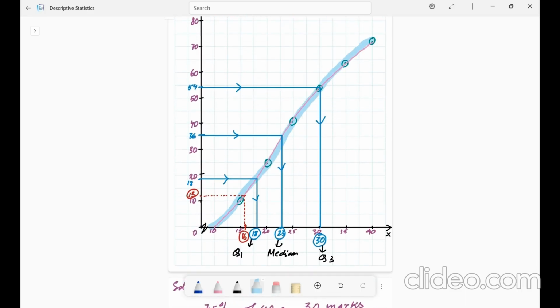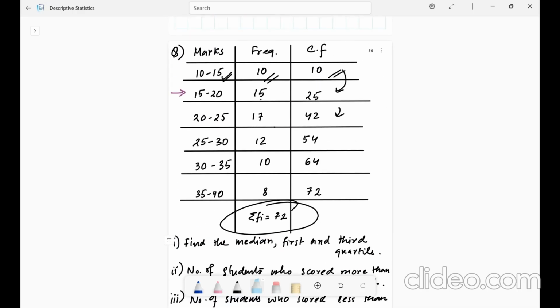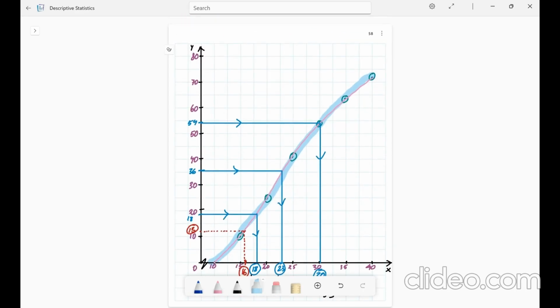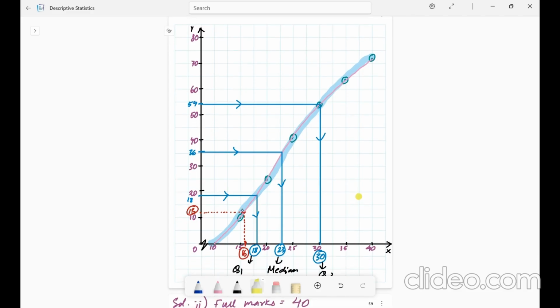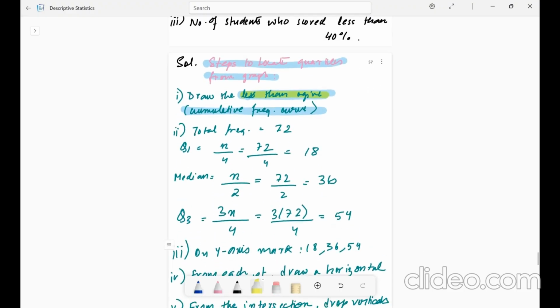Can you see the values? From 10 to 15 it is 10, then 25, then 42, and so on, like this. So first you drew the less than ogive graph. Then what do you do?